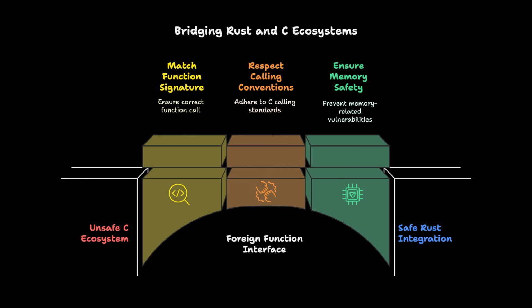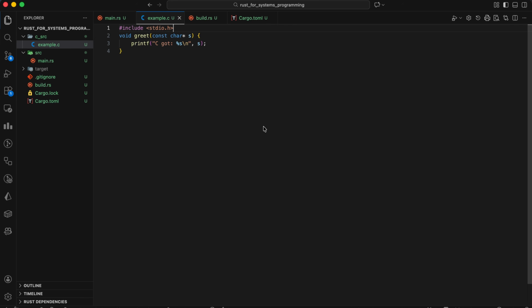This is foreign function interface. Rust trusts you to match the function signature, respect calling conventions, and ensure memory safety. This is how Rust replaces C in existing systems. Now suppose you have a small C function.